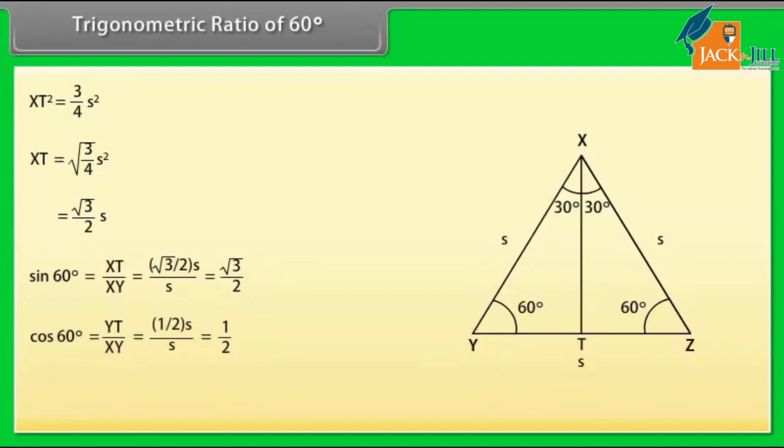Cos 60 degree is equal to YT upon XY, which equals 1 upon 2S upon S, which equals 1 upon 2. Tan 60 degree is equal to XT upon YT, which equals square root 3 upon 2S upon 1 upon 2S, which equals square root 3.